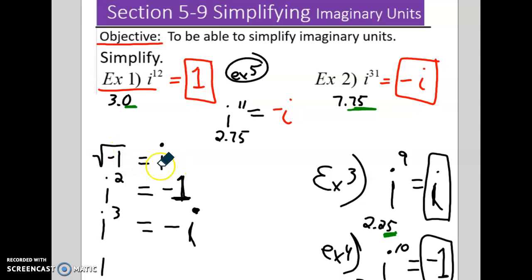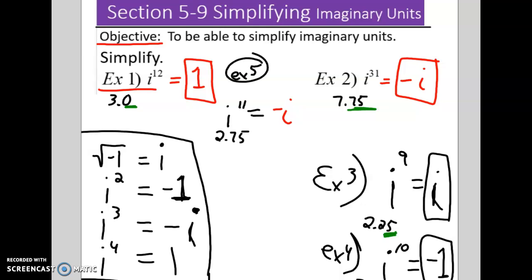The square root of -1 is i, or as we call it, an imaginary number. i squared is -1. i to the third is -i. And i to the fourth is 1.